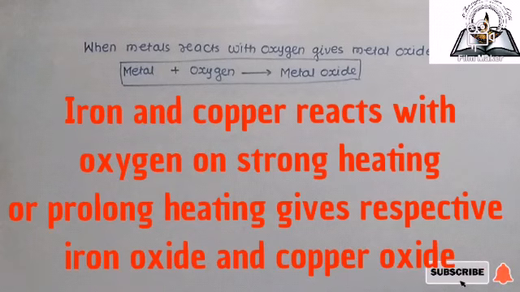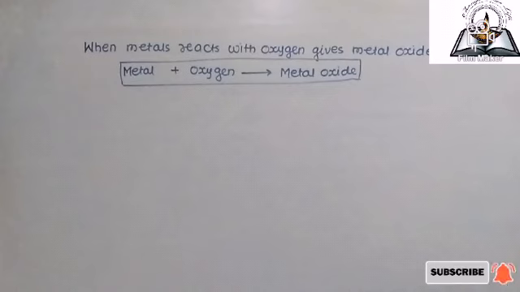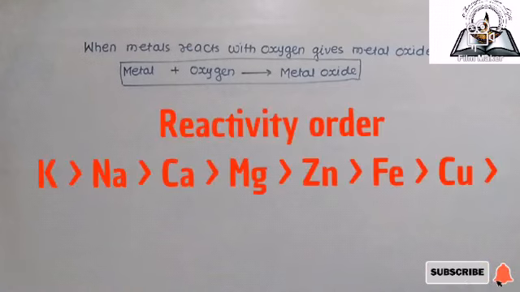When we cut the iron into numbers of pieces, it gets converted to small pieces, and when sprinkled on the burner, it gives rise to iron oxide. Similarly, copper is least reactive. It reacts with oxygen on strong heating, giving copper oxide on the surface of the copper. So this is the reactivity of the metals with oxygen.